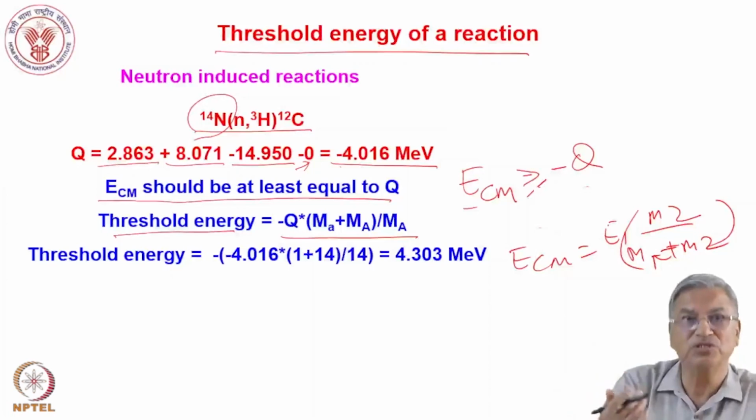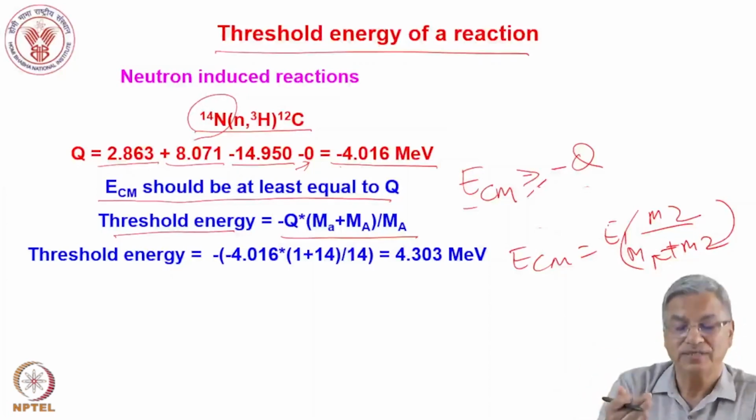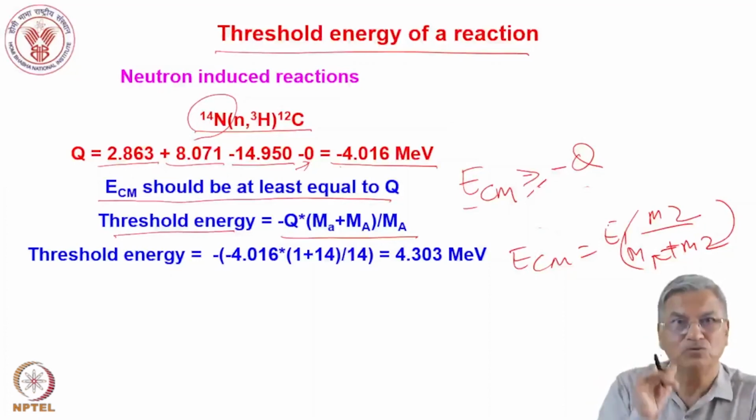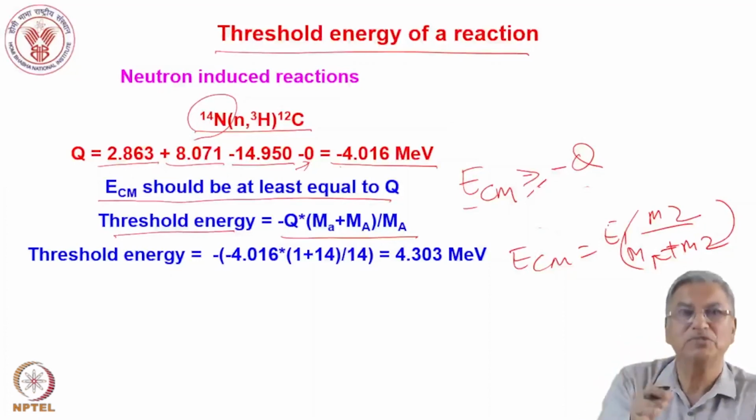So when we say threshold energy, it is the projectile energy in the laboratory, because the accelerator is giving you, or the neutron that is coming out has to have that much energy in the laboratory system.